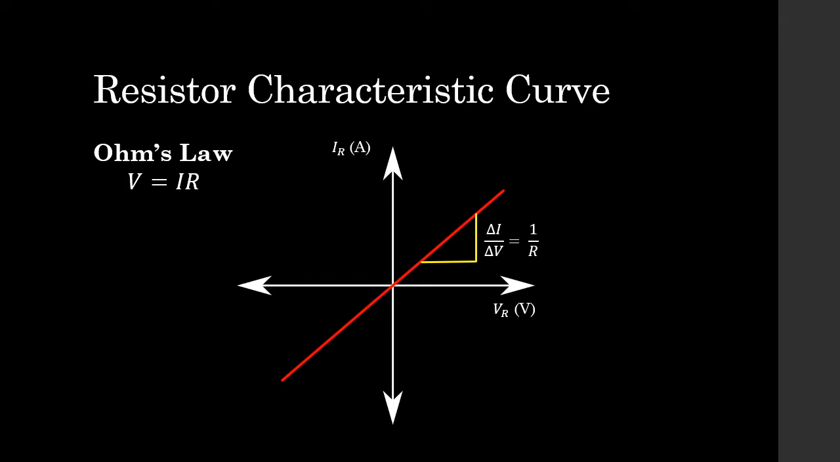A bit of a recap from a long time ago. Students, the resistor characteristic curve, Ohm's law, V is equal to IR. If we plot it with current on the y-axis and voltage on the x-axis, we know that the gradient of the curve, which is the change in current over the change in voltage, gives us 1 over the resistance.